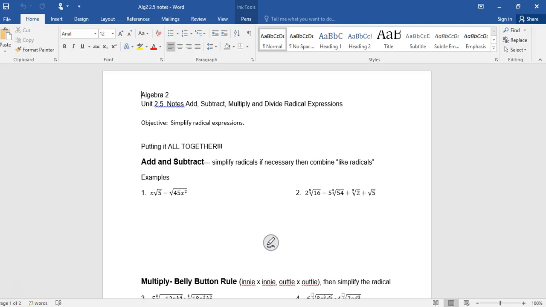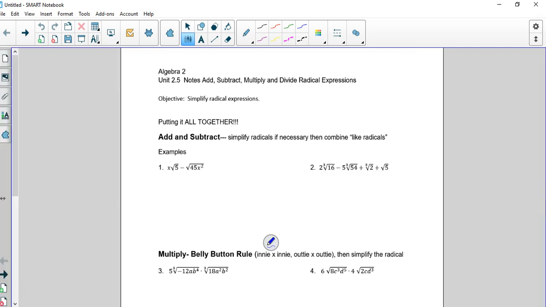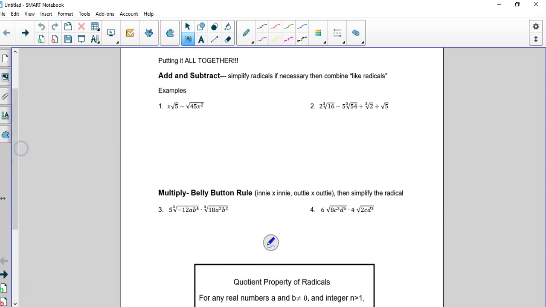Okay, so 2.5, we're going to do what we've been doing, adding, subtracting, multiplying, dividing radical expressions. We're just going to go a little bit higher on the index number. Okay, so here we go. Remember, when we're adding and subtracting, we have to have like radicals.